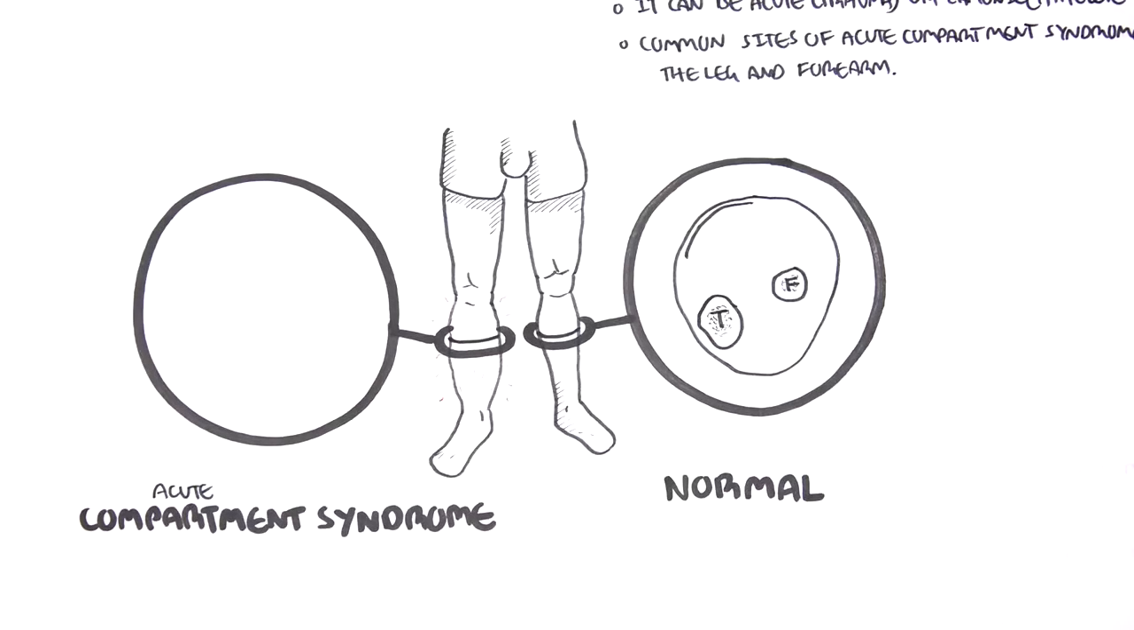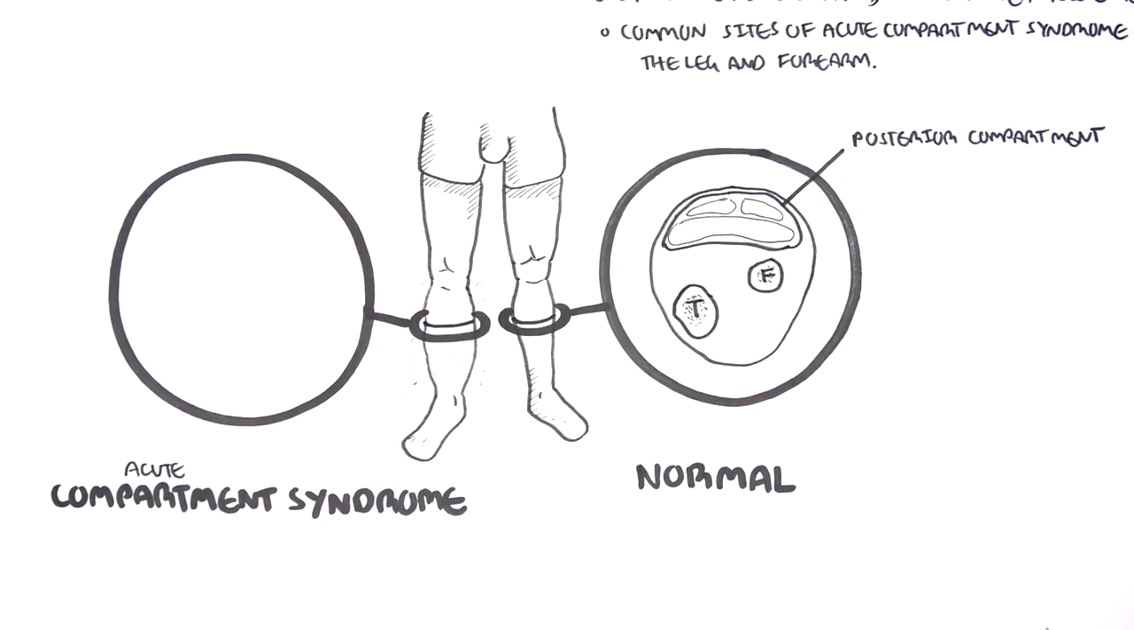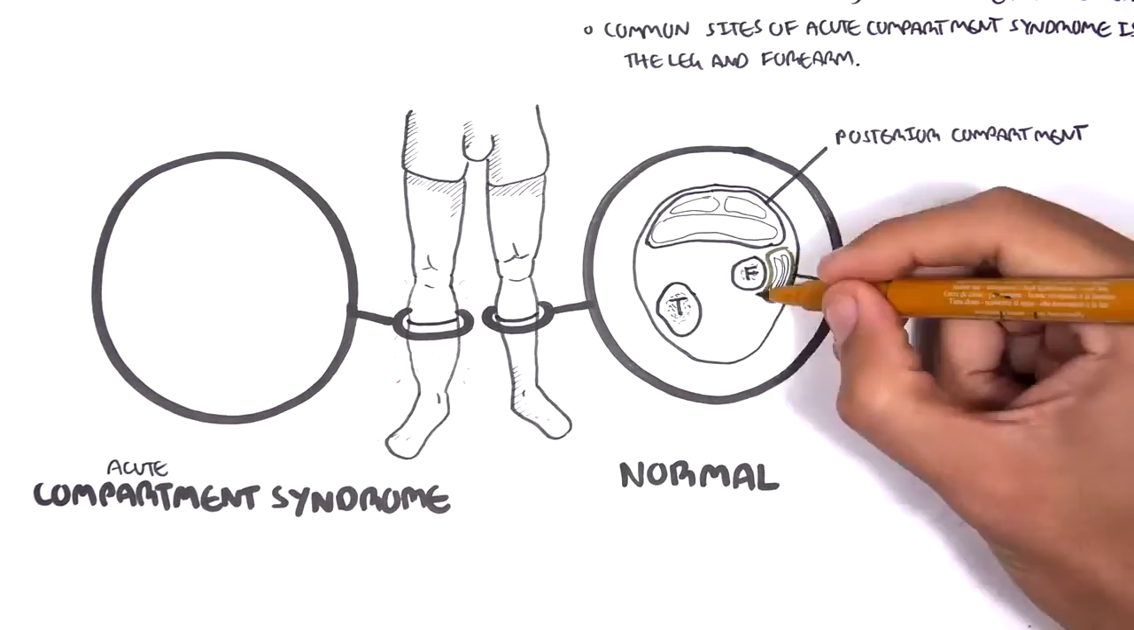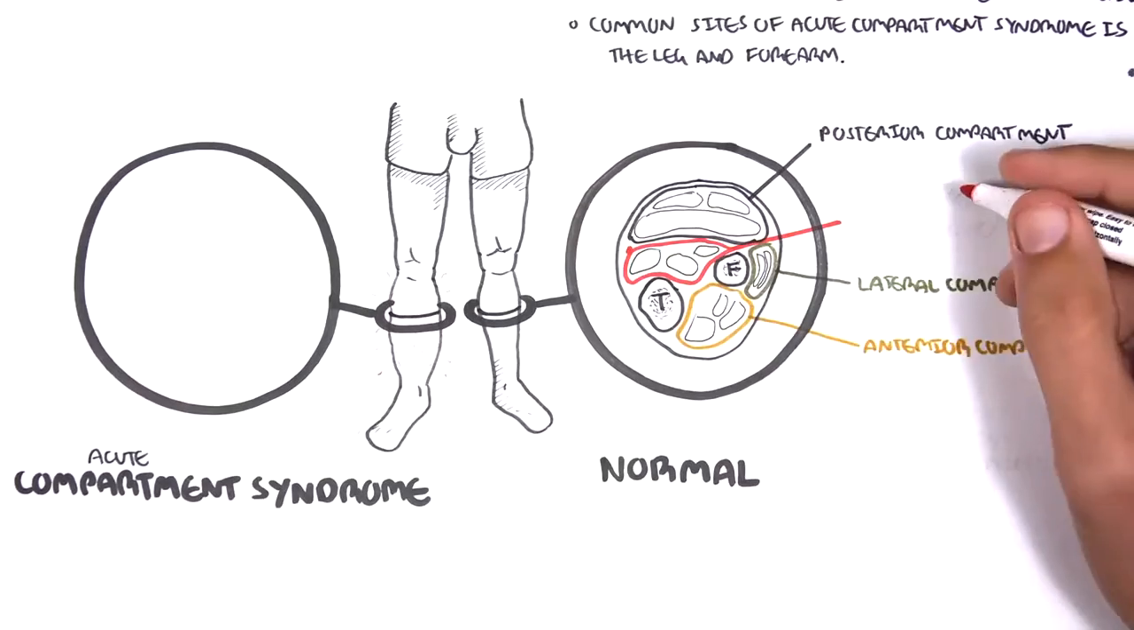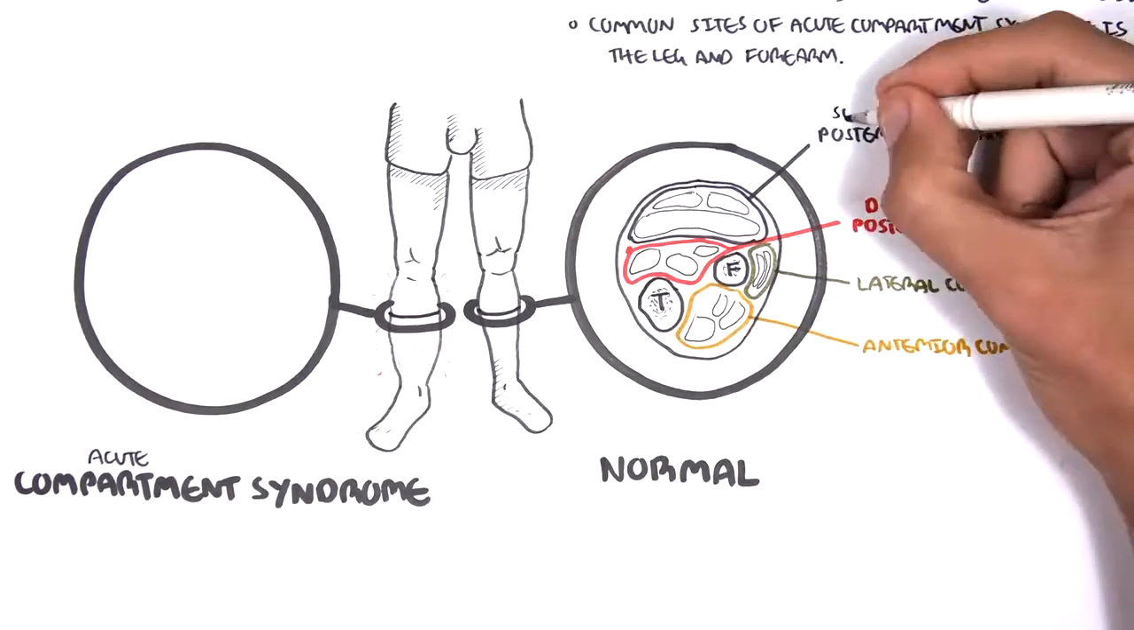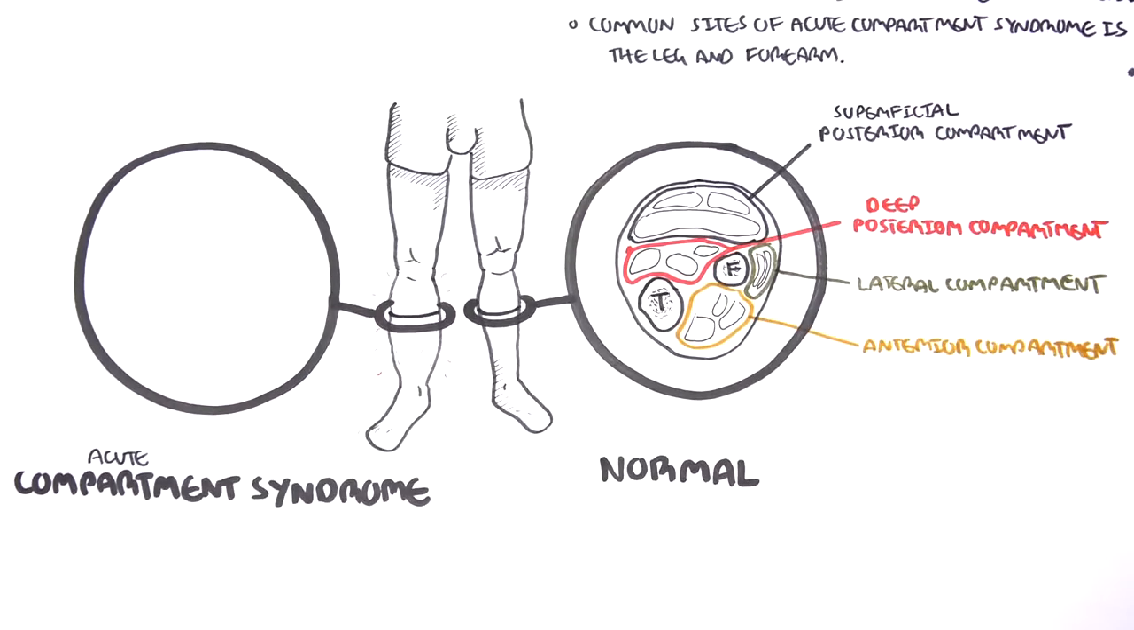Now, the leg compartments include the posterior compartment, the lateral compartment, the anterior compartment, and another posterior compartment. This one is the deep posterior compartment, whereas the previous one was the superficial posterior compartment, which includes the soleus and the gastroc muscles. So in summary, the leg has four compartments, and in each compartment you have muscles that run through them.